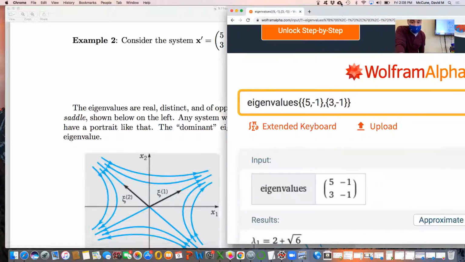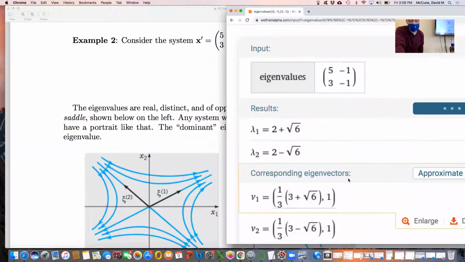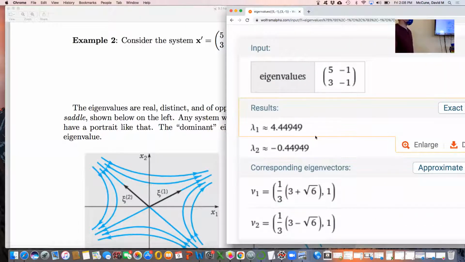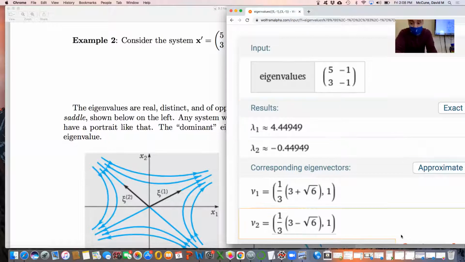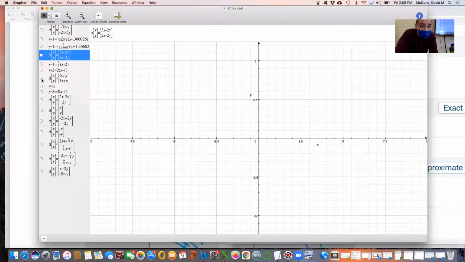Okay, so now, you can get approximate forms. These eigenvalues are real. They're different, but what's different now? One's positive, one's negative. It turns out that kind of difference will make a difference in the picture. So now if I go to the phase portrait, I think I have that preloaded. Yeah.